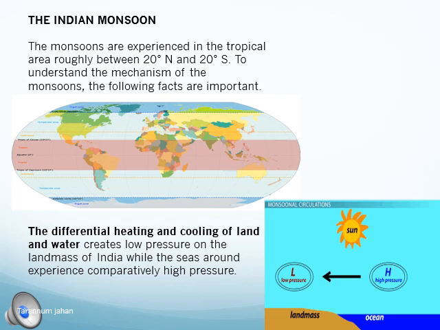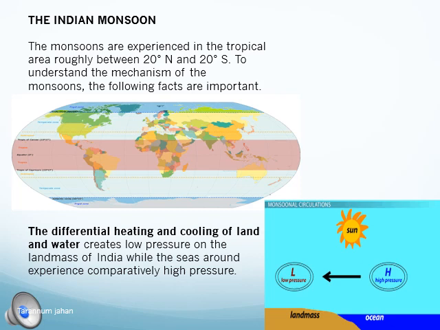So the sailors first noticed that these winds blow in summer towards India and in winter they blow from India towards different countries. Due to the change in the wind, the climate changes. Because of this, it was termed Mausim, an Arabic word which means season. Because it changes the climate, that is the reason why it was called Mausim.